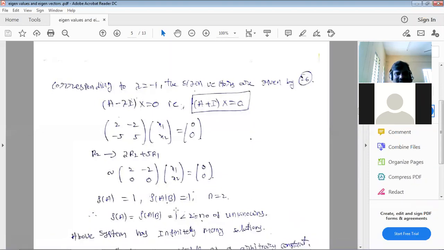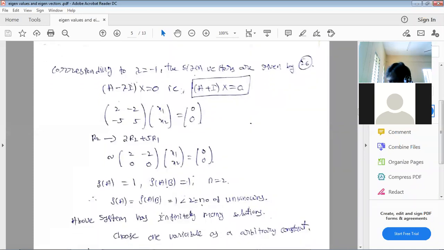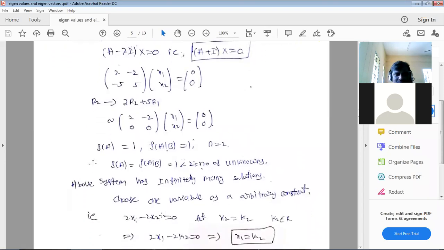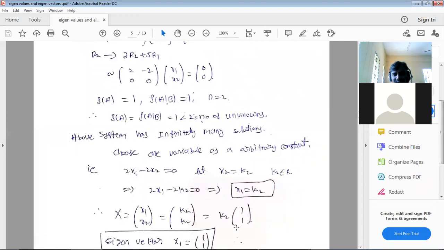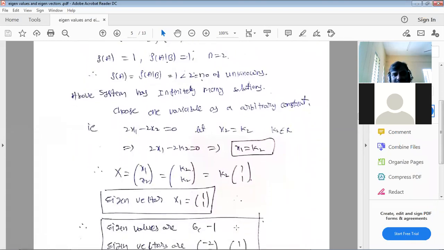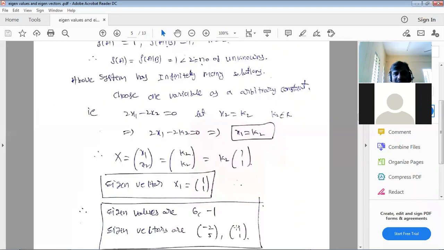What is the rank of A? It is 1, and the rank of the augmented matrix is also 1. Therefore, we get infinitely many solutions. Choose one of the variables as an arbitrary constant. I am getting the answer (1, 1). This is also an eigenvector corresponding to the eigenvalue minus 1. How many vectors are there? Infinitely many vectors. Of them, I am taking only (1, 1) as the eigenvector.